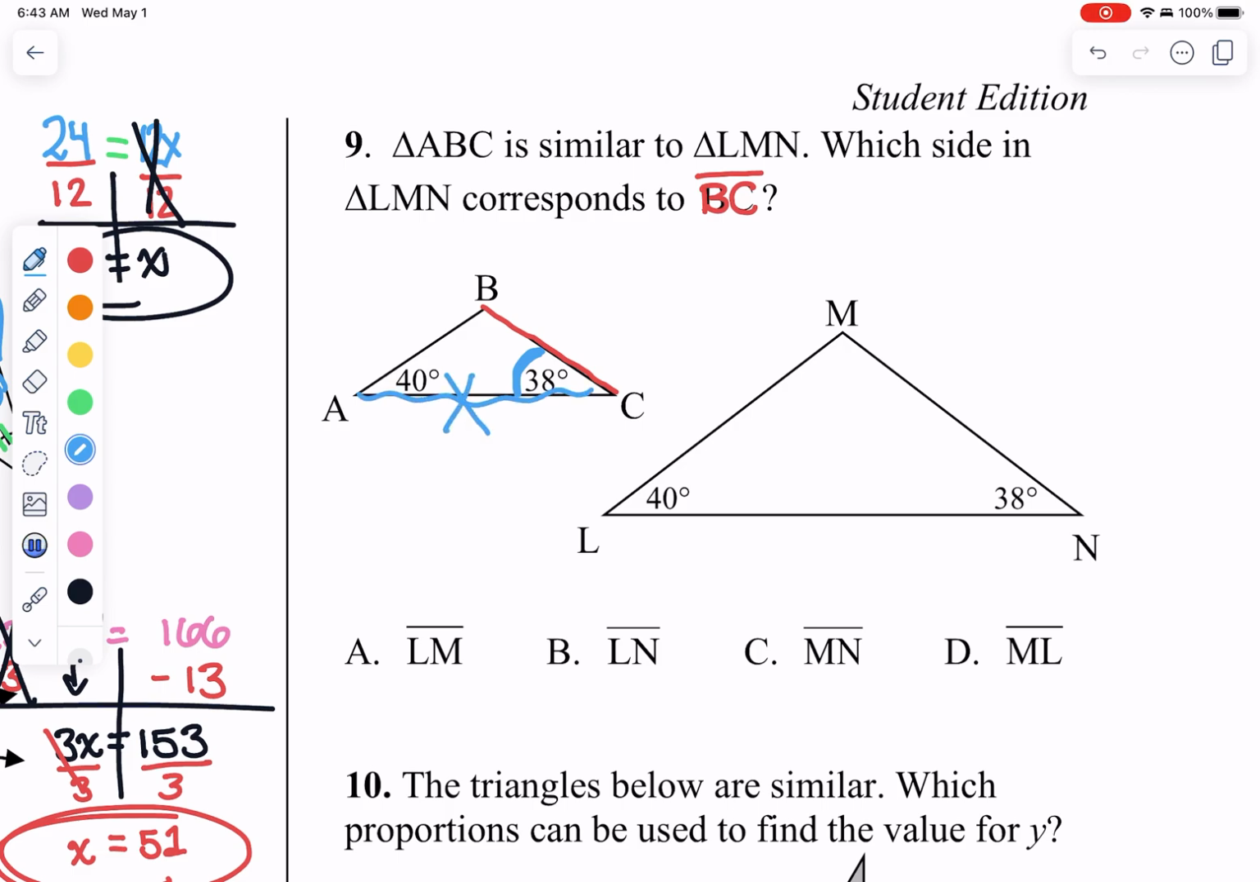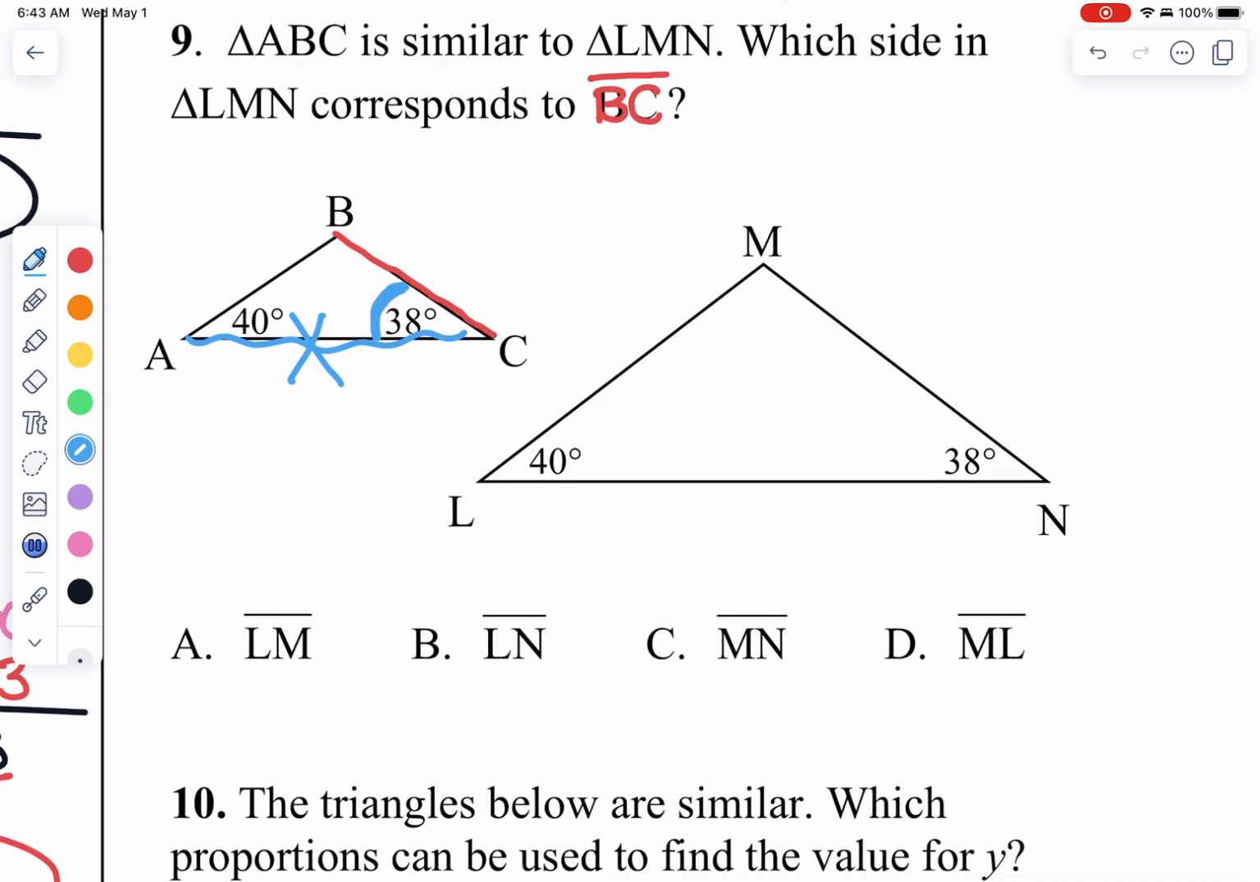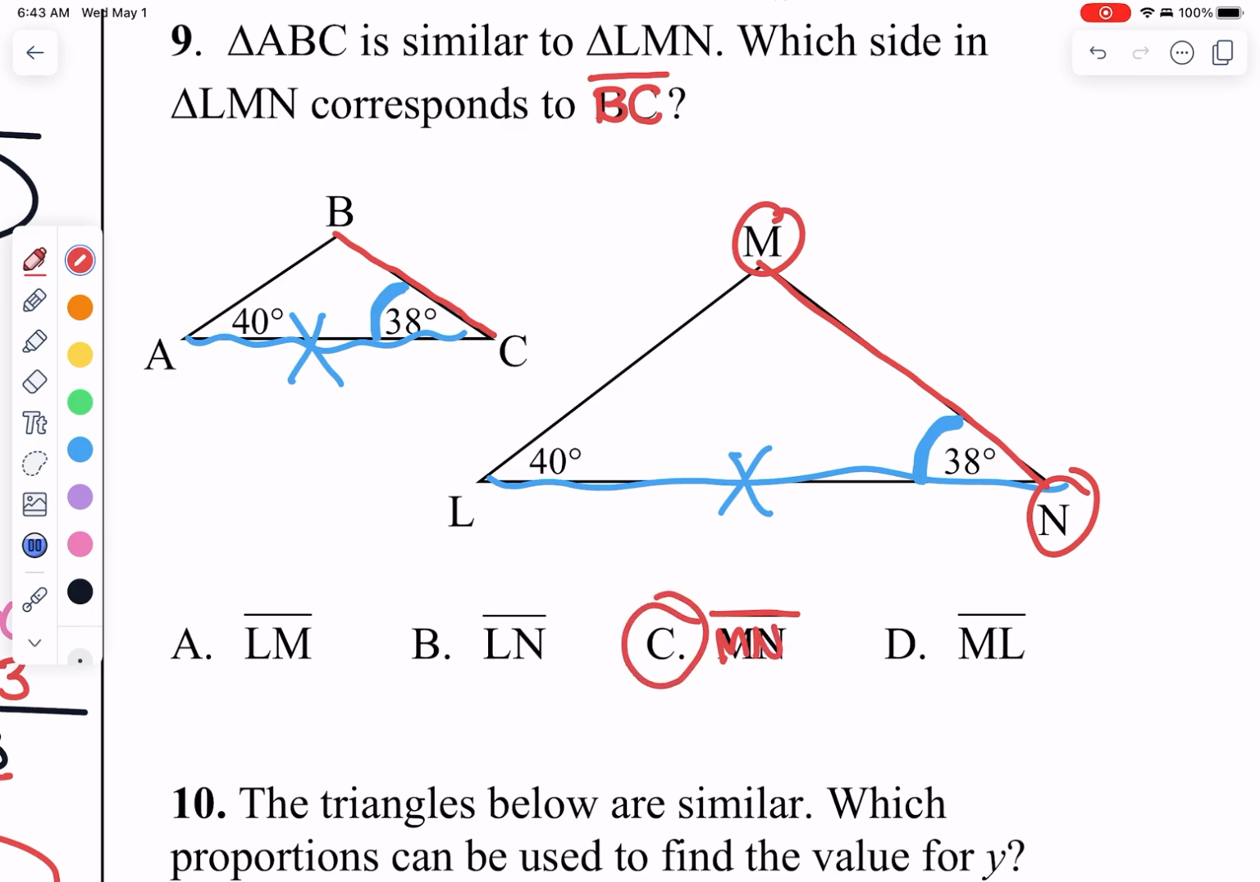So I look at my triangle LMN and I see this same 38-degree angle. Remember, since they're similar, all of the angles are going to be the same. And I say, well, it's not the side that has the 40-degree angle. It's the other side that touches the 38-degree angle. So that's this side MN, okay? MN with a line above it means side MN. That's what we got, people.